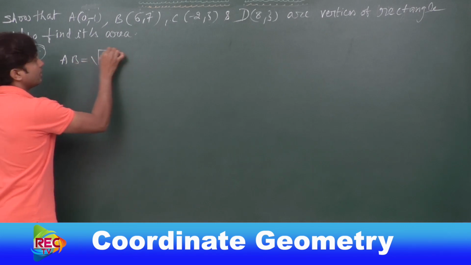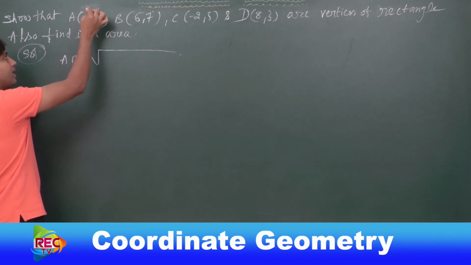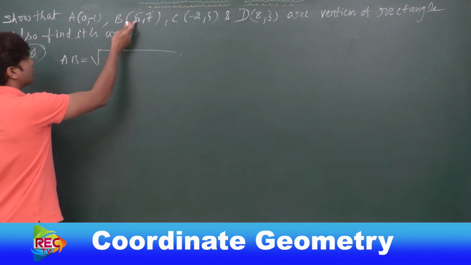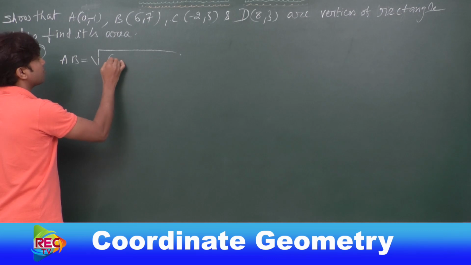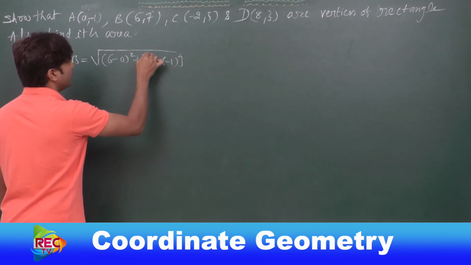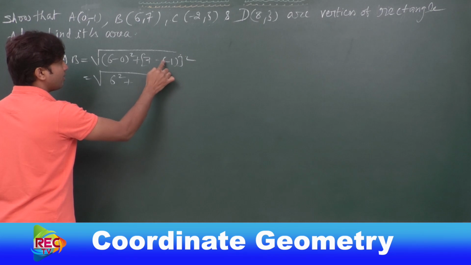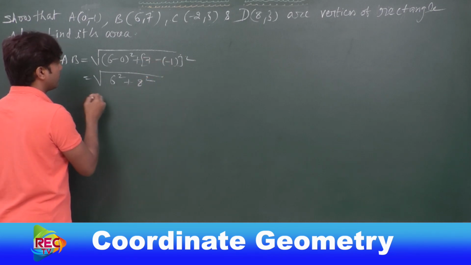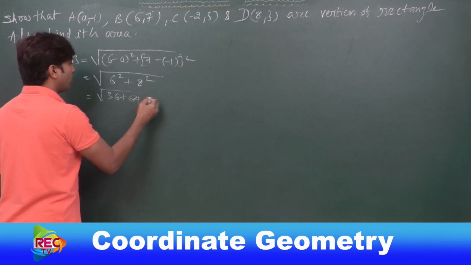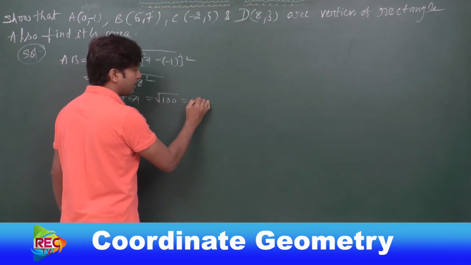AB equals what? If you want to find the distance between A and B, then 0 would be x1 and -1 would be y1, and 6 would be x2 and 7 would be y2. Then the distance is the square root of (x2 minus x1) whole square plus (y2 minus y1) whole square. So (6 minus 0) whole square plus (7 minus of minus 1) whole square. Now 6 minus 0 is 6 square, and 7 minus of minus 1, that is 7 plus 1, is 8 square. 6 square is 36 and 8 square is 64. 36 plus 64 is 100. Square root of 100 is 10 units.